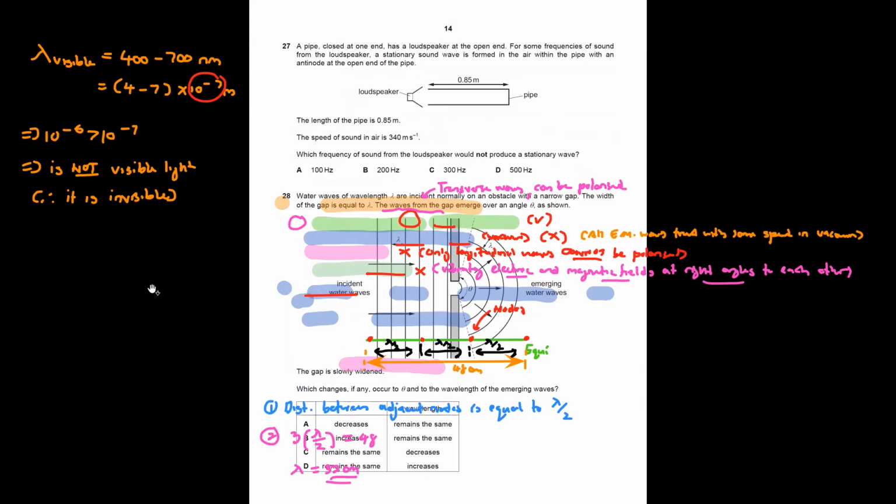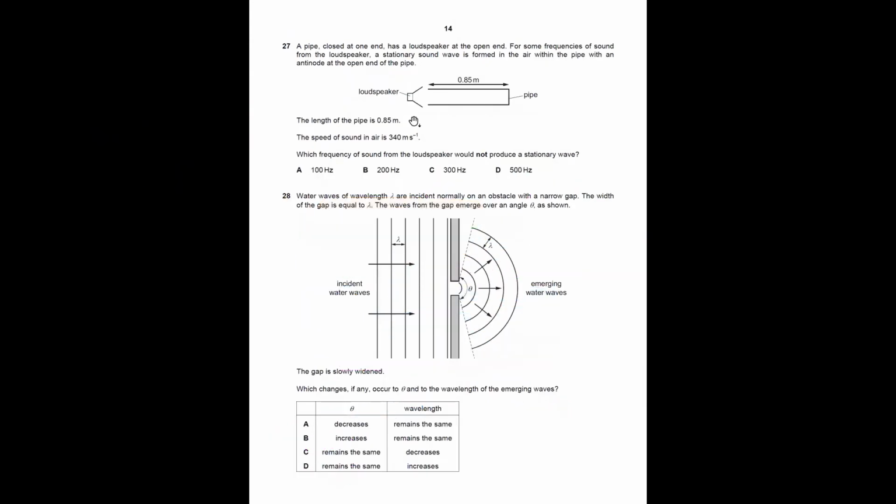Then we move on to the next question. Let me clear off the screen. Now, for the next question, a pipe closed at one end has a loudspeaker at the open end. For some frequencies of sound from the loudspeaker, a stationary sound wave is formed in the air within the pipe with an antinode at the open end of the pipe. The length of the pipe is 0.85 meter. The speed of sound in air is 340 meters per second. Which frequency of sound from the loudspeaker would not produce a stationary wave? Notice that they emphasize which frequency cannot give you a stationary wave here.